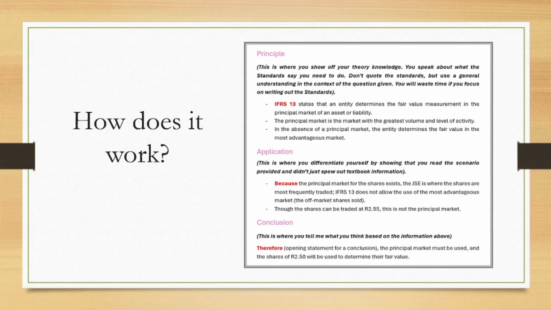Although the shares can be traded at R2.55, I should have put "off market". The off market shares sold. Although they can be traded at R2.55, this is not the principal market. I'm giving the figures to show everyone that I know what I learned. I'm giving numbers. I'm giving the JSE. I'm giving the context that was given in the scenario just to show that I did read the scenario and I'm applying directly what is being taught to me.